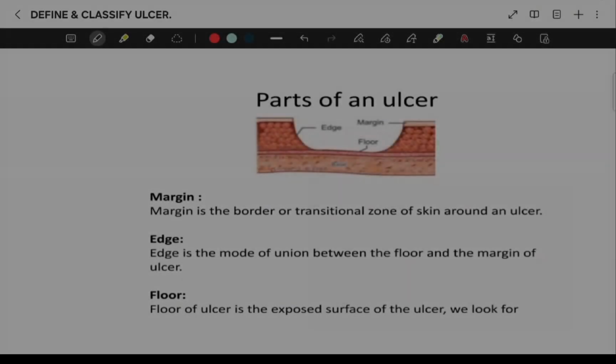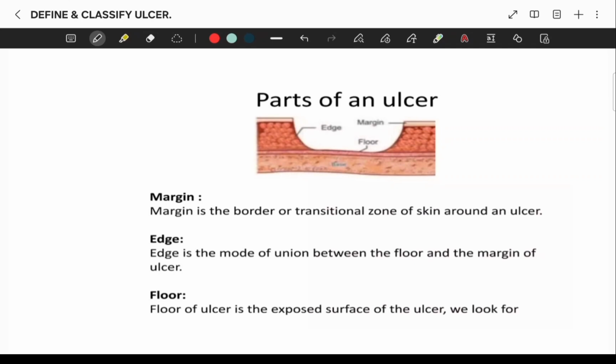Let's look at the parts of an ulcer. The first one is the margin. The margin will be between the surrounding tissue, it might be the skin, and the edges. So in between the edge and skin, the margin will be there. The next one is the edges. The edges will be in between the margin and the floor.